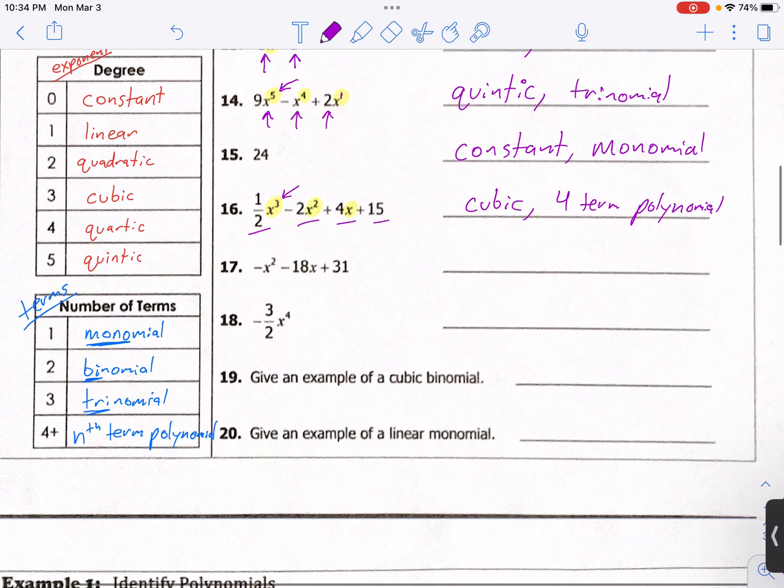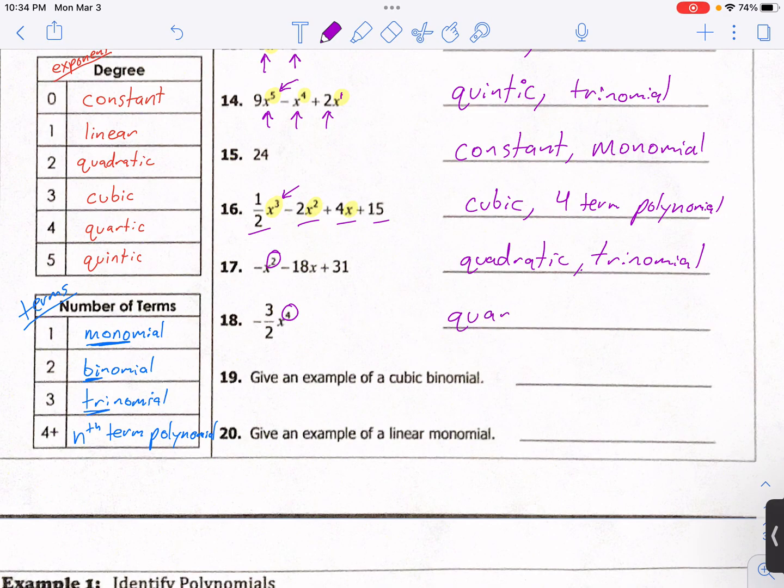So next one is going to be a 2. I look right here. So I get quadratic for my degree. And there's 3, so trinomial. Next one, we have a 4. That's going to be quartic. And there's only 1 term, so monomial.